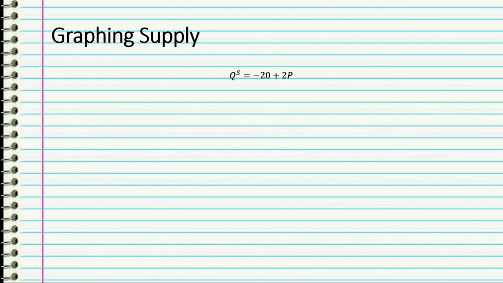The process for graphing supply is basically the same thing, except we have a different equation. Here, quantity supplied is equal to -20 plus 2 times the price. So again, we're going to create a table, and we're going to substitute in different values of P. And once we substitute those in, we're going to solve for quantity supplied.